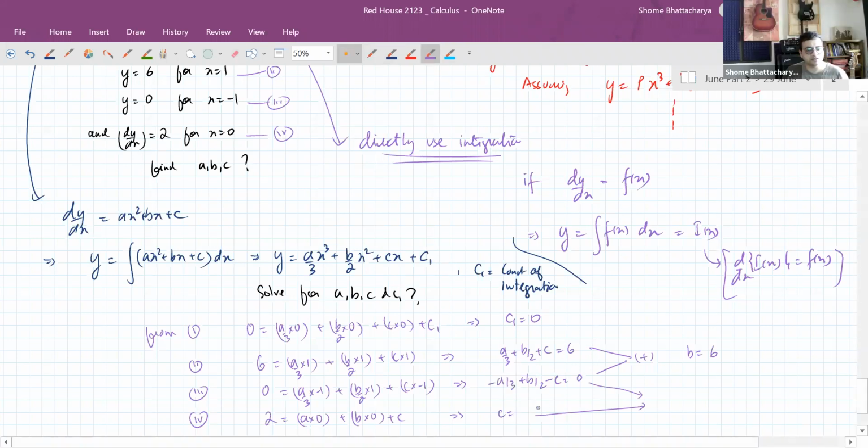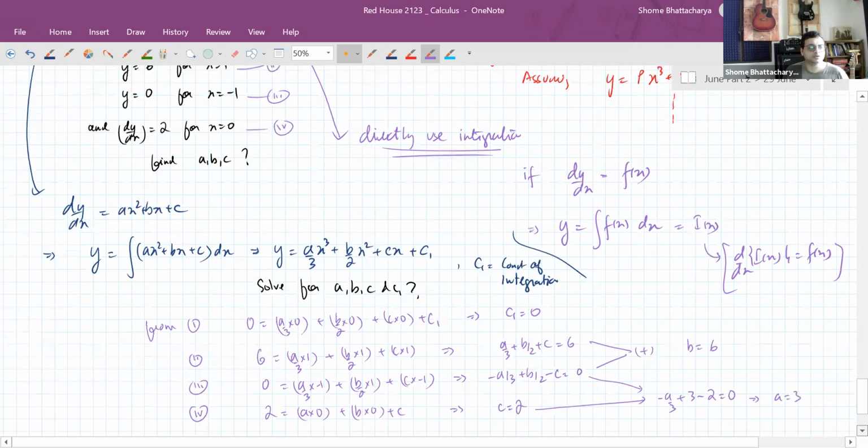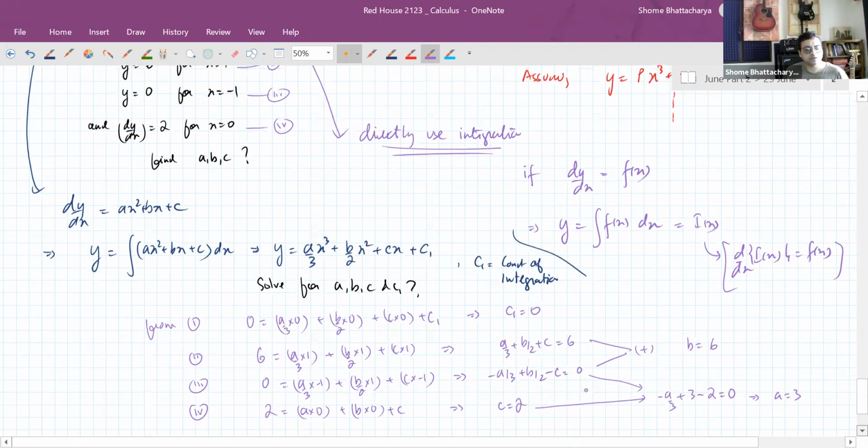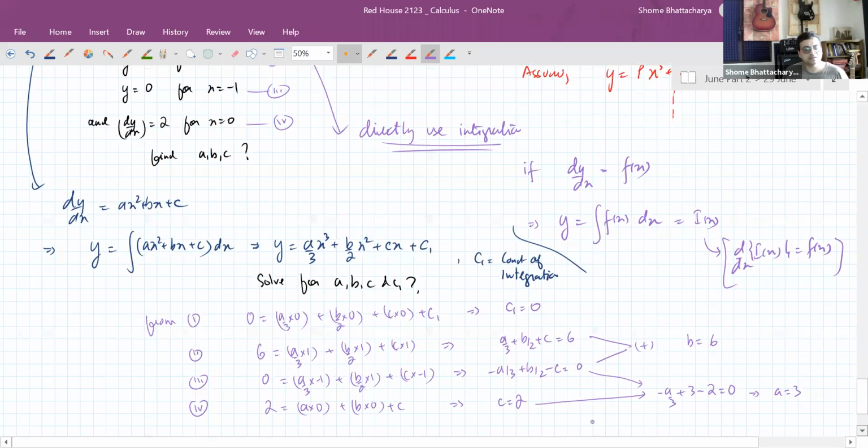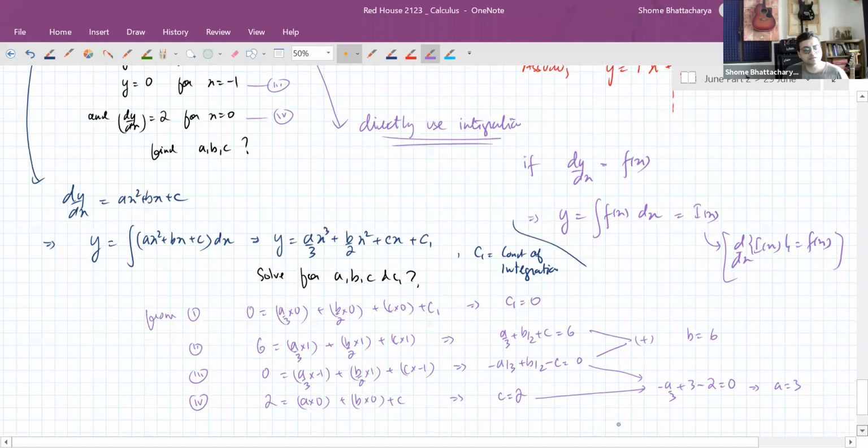So if we use this result along with, for example, this equation, minus a by 3 plus b by 2, so b is 6, so plus 3 minus 2 is equal to 0. So we're getting the value of a as 3. So now we've got the three unknown quantities: a as 3, b as 6, c as 2.